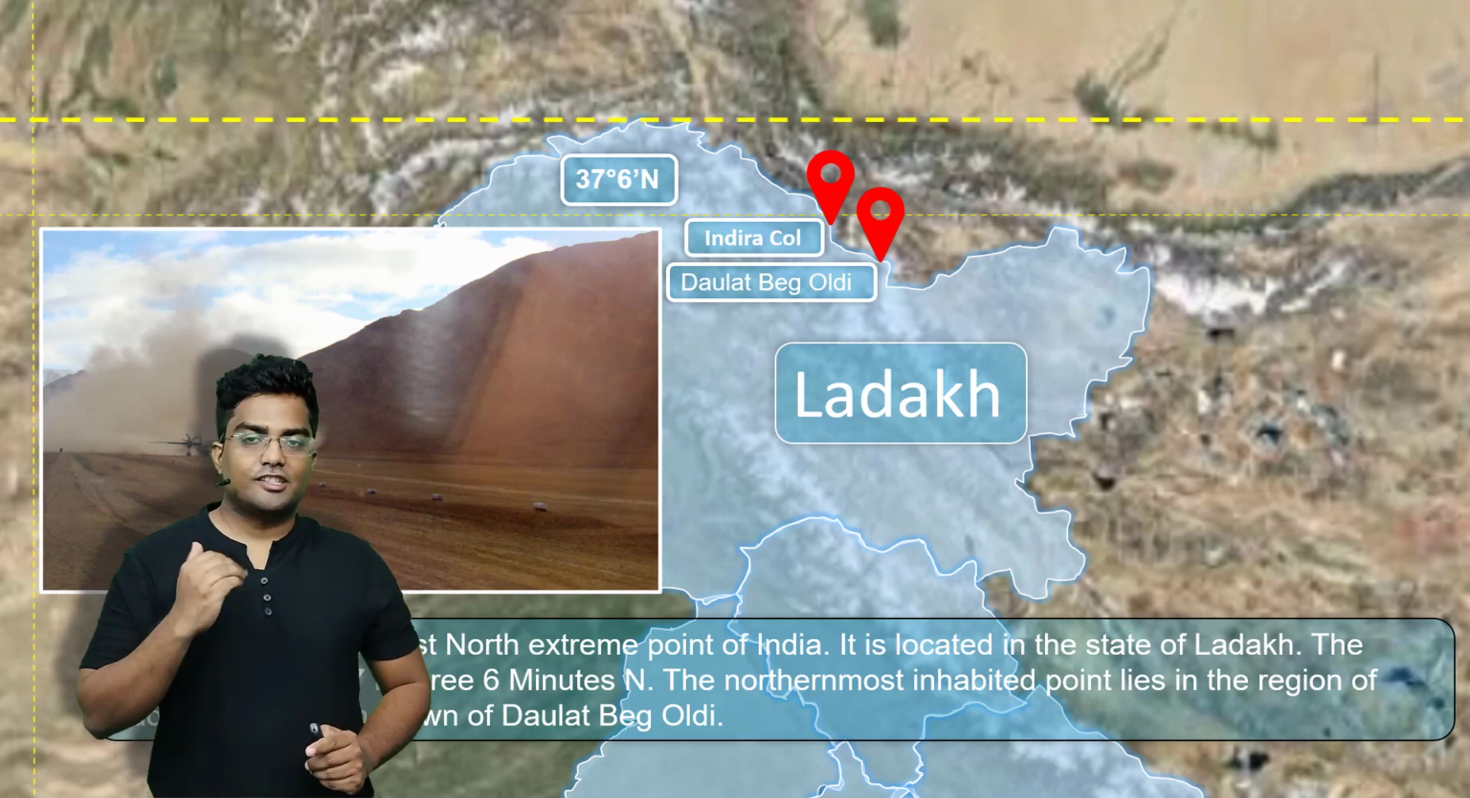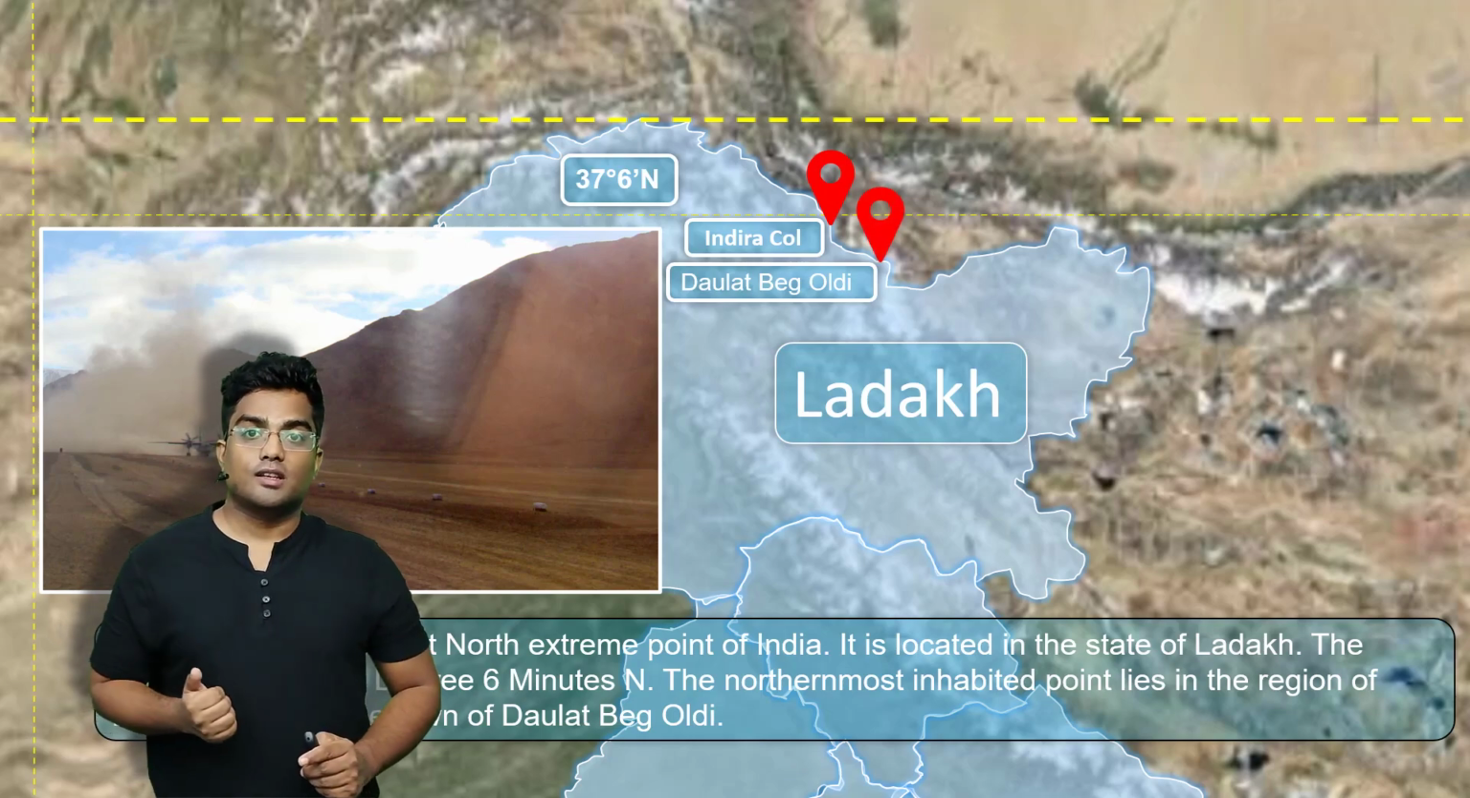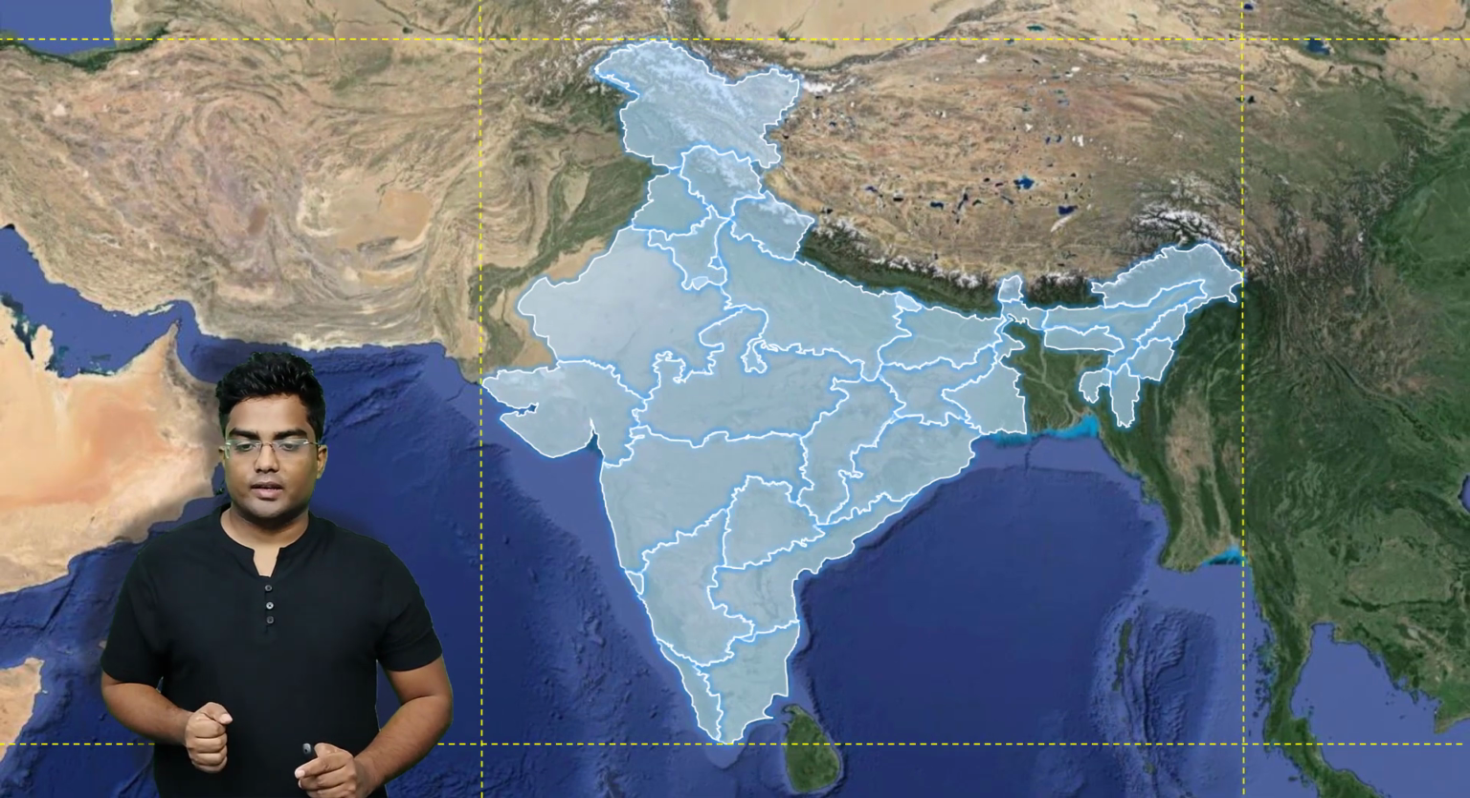So let's move on to the eastern part. Oh, I'm sorry. Let's move on to the southern part. So this is the whole map of India once again. Now, if you are familiar with the map of India, you must have an idea that the southern extreme of India must be located somewhere in the deep south. That will be either the state of Kerala or Tamil Nadu. These are the two extreme southern states of India.